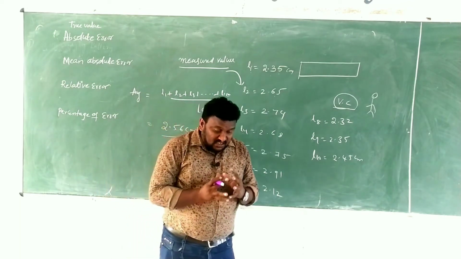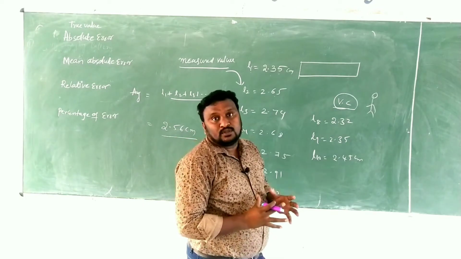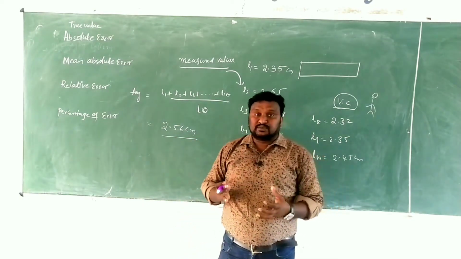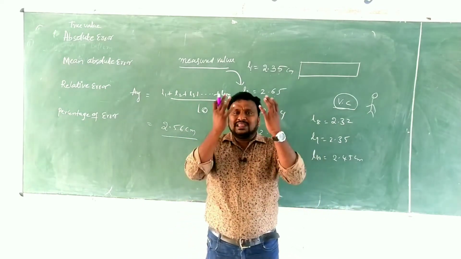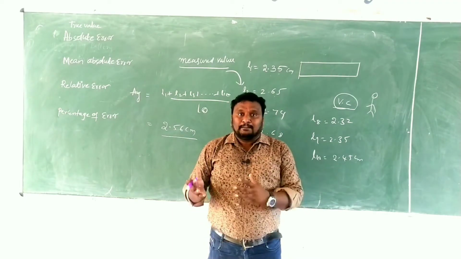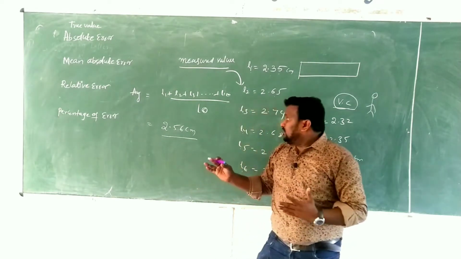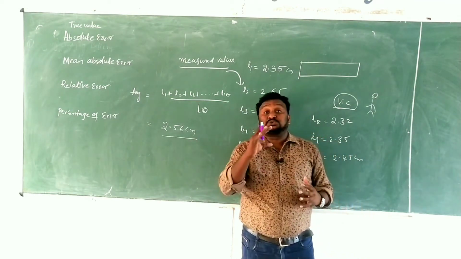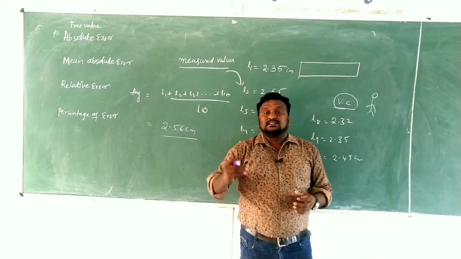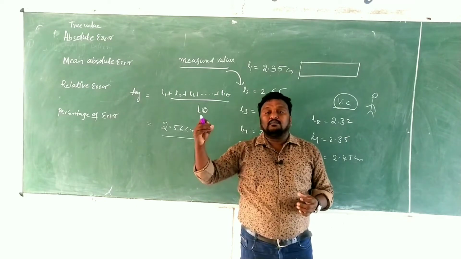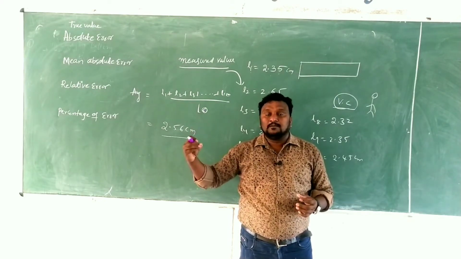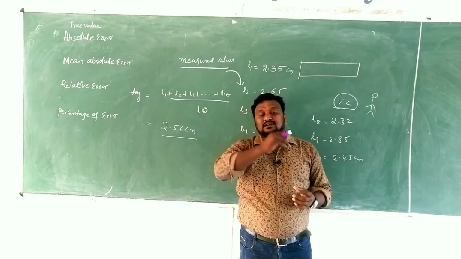When we are doing one experiment, you have to take a number of observations. We have so many measured values. By taking the average of them, we get one value. That value should be taken as the true value. The average of all measured values is called the true value.